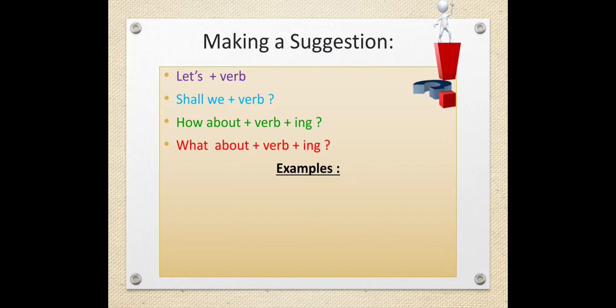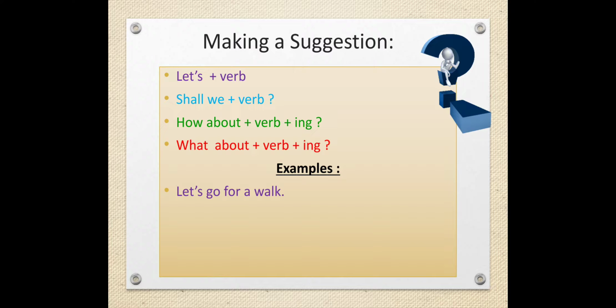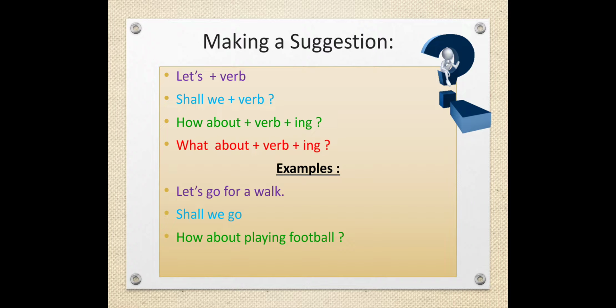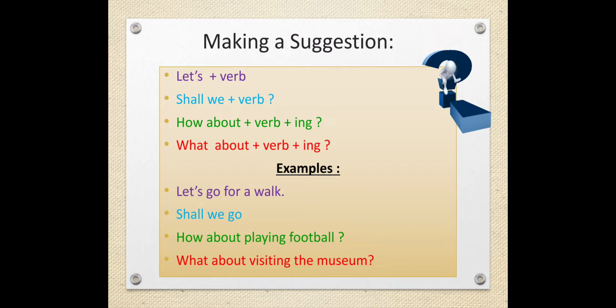Now let's see examples of these expressions in sentences. Number one, we say let's go for a walk. Number two, we say shall we go. Number three, we say how about playing football. And the last one, we say, what about visiting the museum?